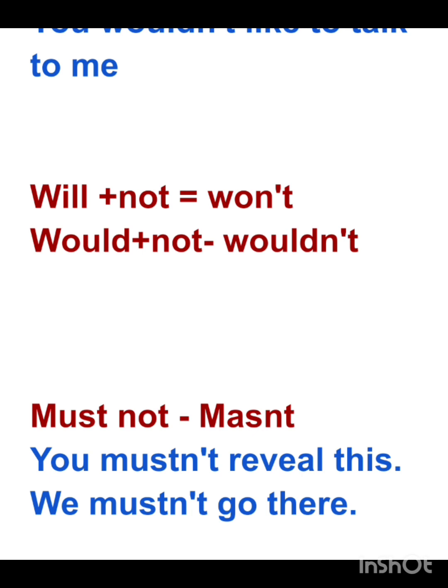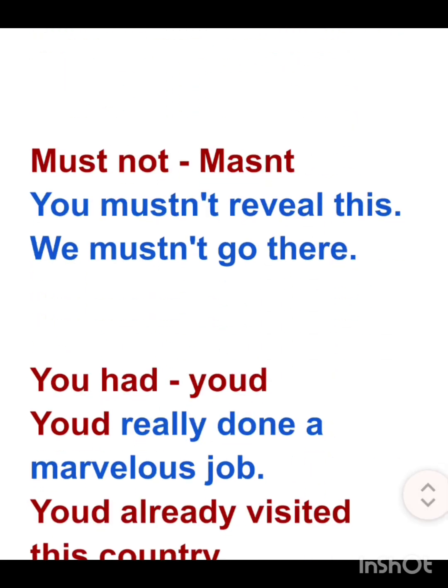Okay, this is will not. Will not as a won't, and would not as a wouldn't. We know already. Next one, must not. You mustn't reveal this. We mustn't go there.